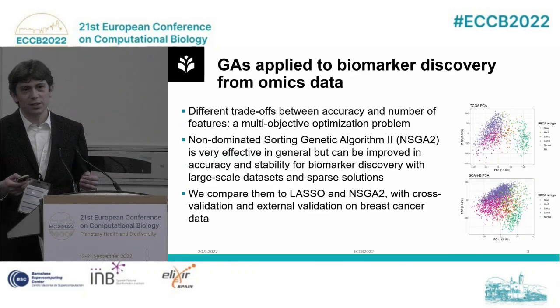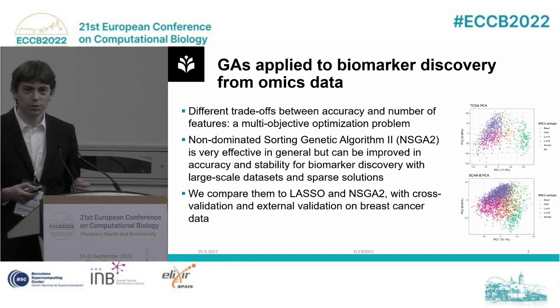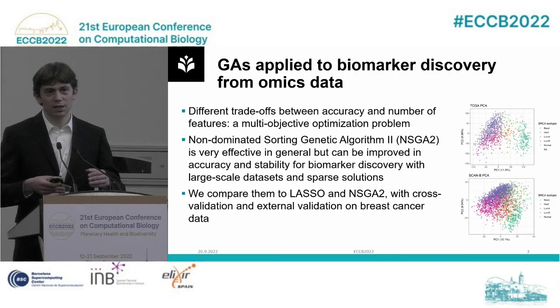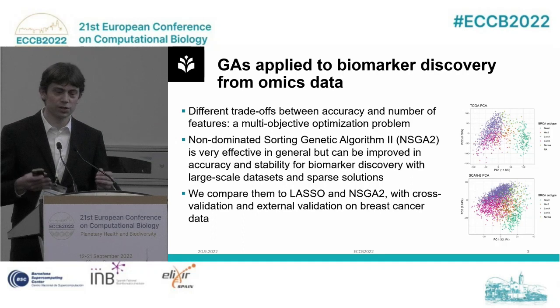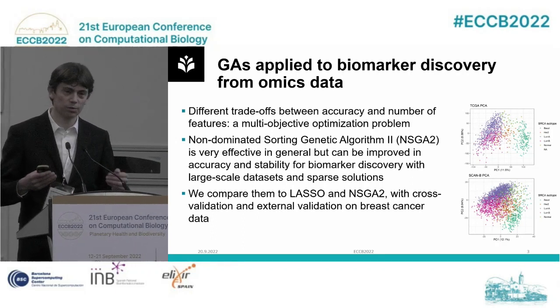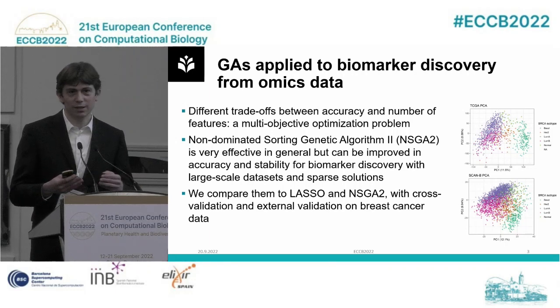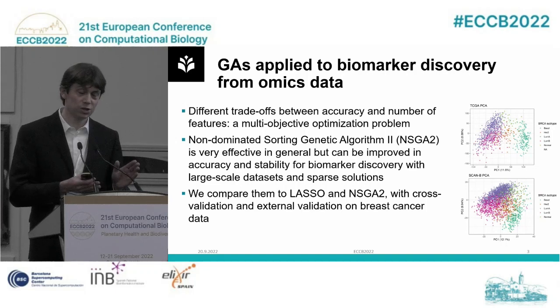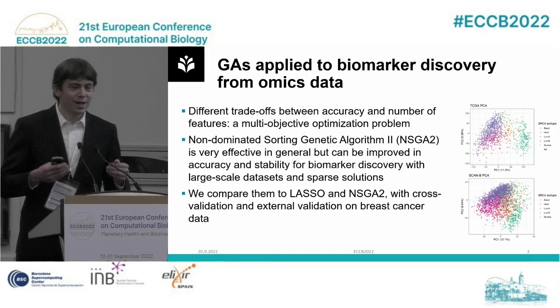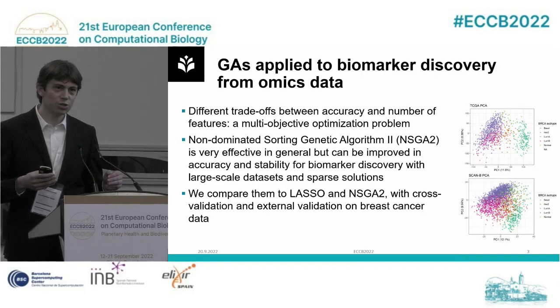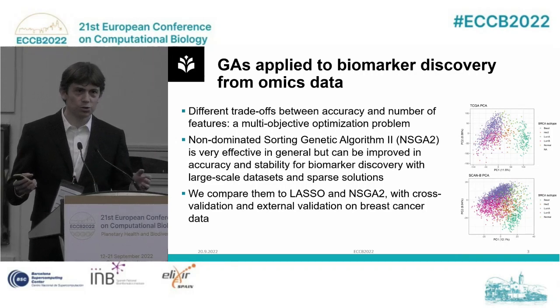So what are these drawbacks of the NSGA2? The drawbacks that we detected are mostly that it has no policy to handle clone solutions, so solutions that are totally equal to each other. In the population that the genetic algorithms use, it often happens that there are many solutions that are totally equal, especially the smallest ones, the ones with fewer features. And they can proliferate inside the population and limit the possibility to explore other solutions.